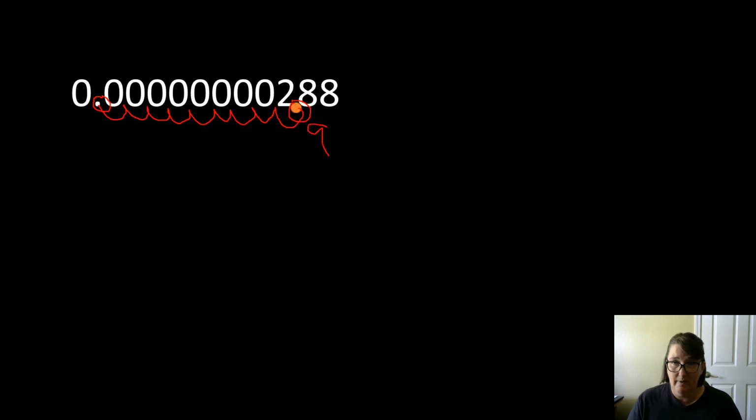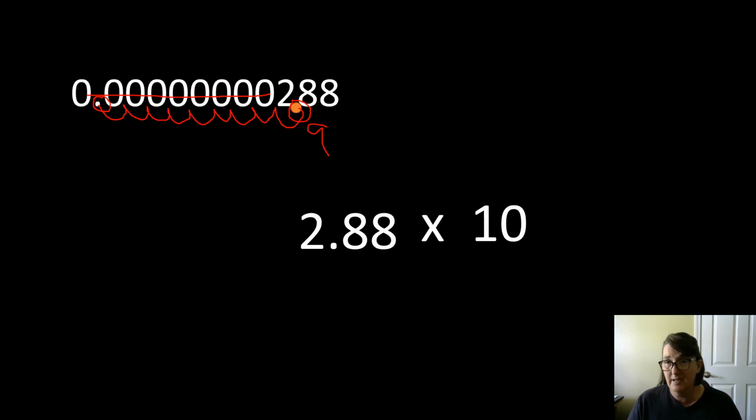I got to rewrite my number. Remember, we drop all my zeros. So it's going to be 2.88 times 10. But this time, since I'm going small, it's going to be a negative number. So I'm going to be negative 9. So if you ever see a negative exponent, that means my object is very small. If you see a positive exponent, my number is very large.